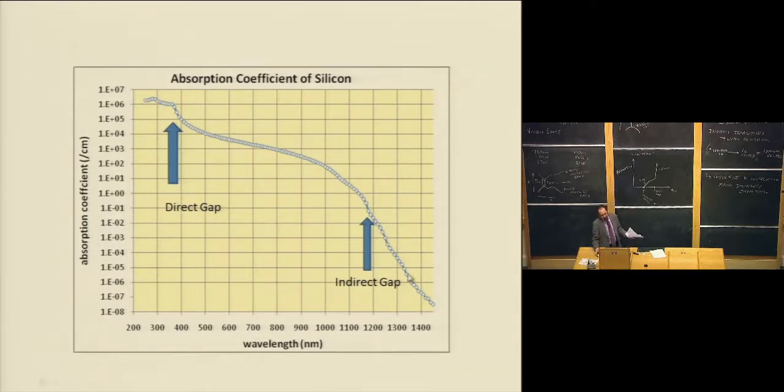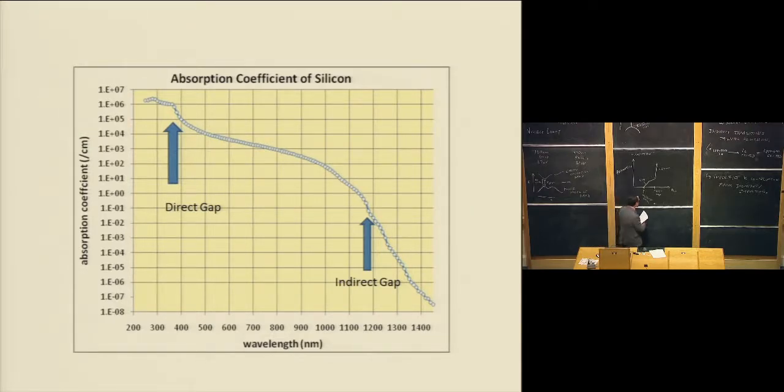There's lots of other processes that give you weak absorption everywhere else, more complicated processes involving phonons and involving other stuff too. So it's not quite as simple as I've drawn here, very figuratively, but at least you get the general idea of those two pieces of physics.